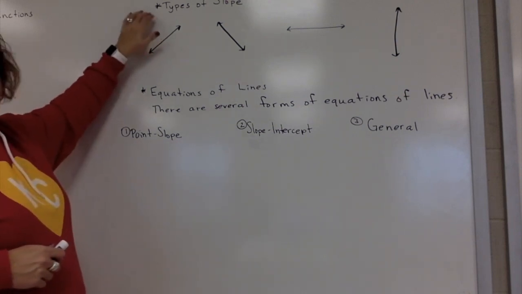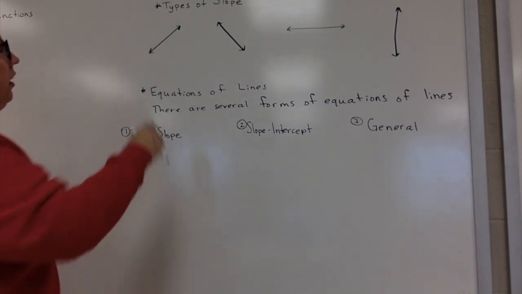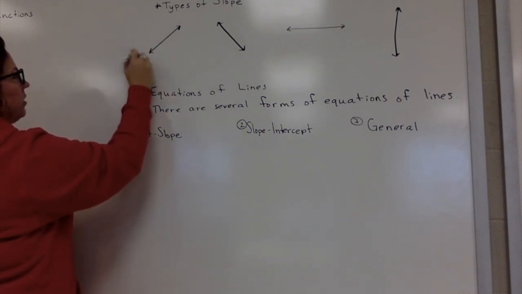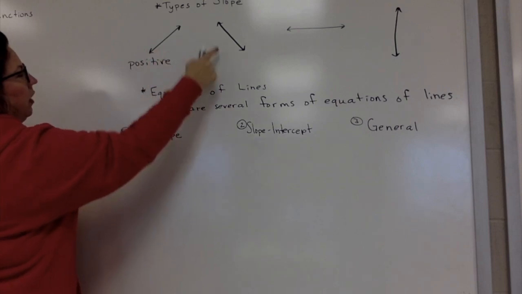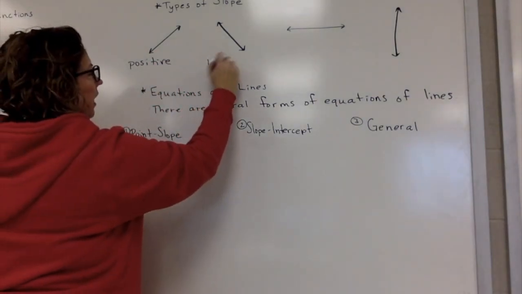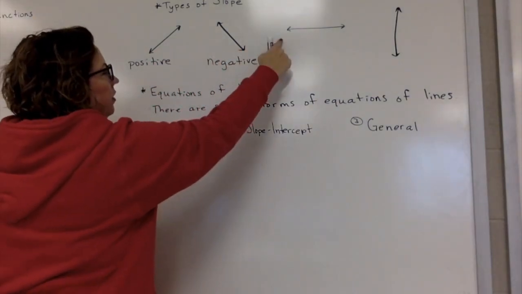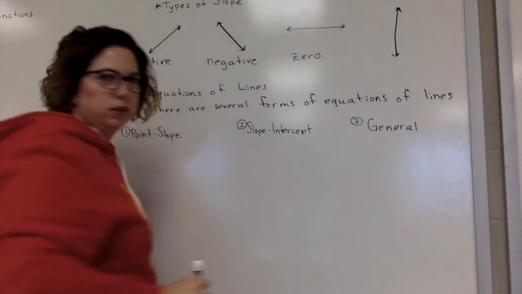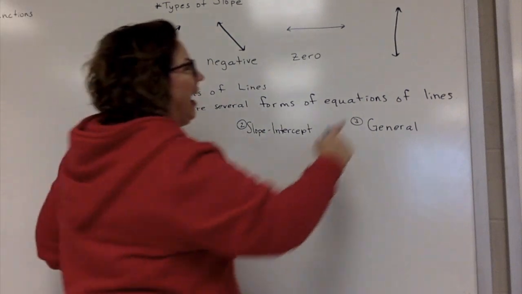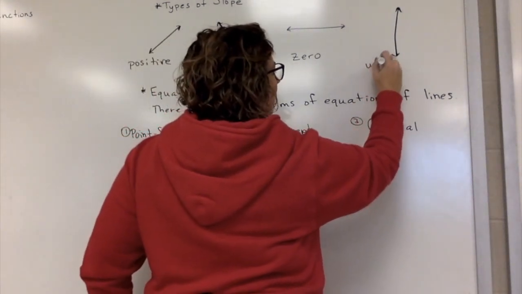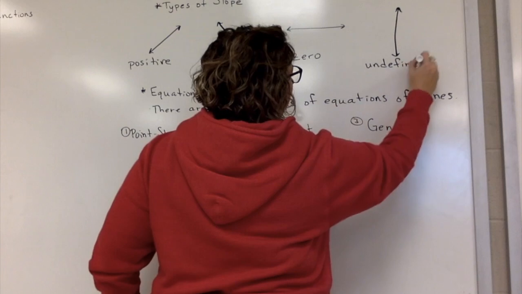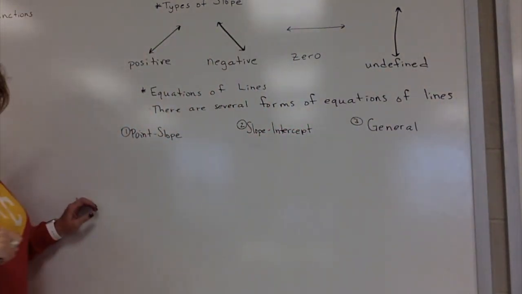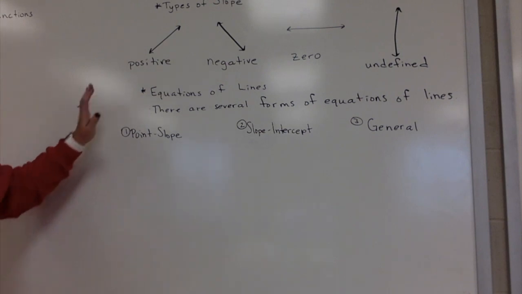Let's talk about some different types of slope. We have a line that is going in this direction is what we would consider a positive slope. A line going in this direction would give us a negative slope. This is a horizontal line. A horizontal line has a 0 slope, or the slope would be 0. And a vertical line has a slope that is undefined. So those are 4 different kinds of slopes that we have.